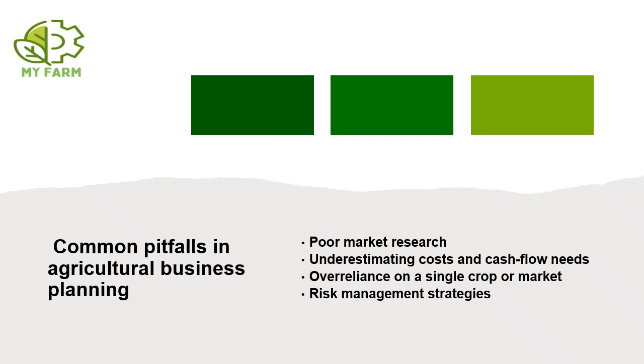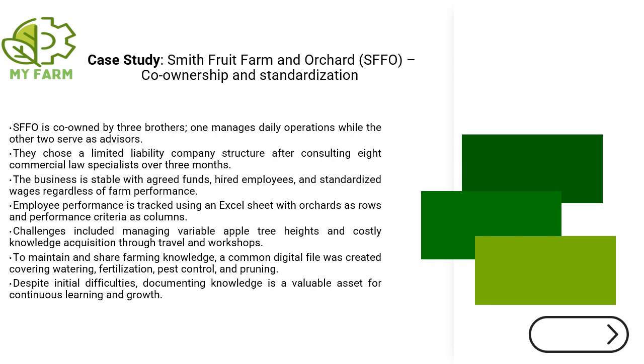successful agricultural business. The Smith Fruit Farm and Orchard, or SFFO, is a useful example of how co-ownership and standardization can strengthen an agricultural business. The farm began as a small family orchard, but later transitioned into a co-owned enterprise when two neighboring producers joined forces. This partnership allowed them to pool land, equipment, labor, and financial resources, reducing individual risk and improving operational efficiency.